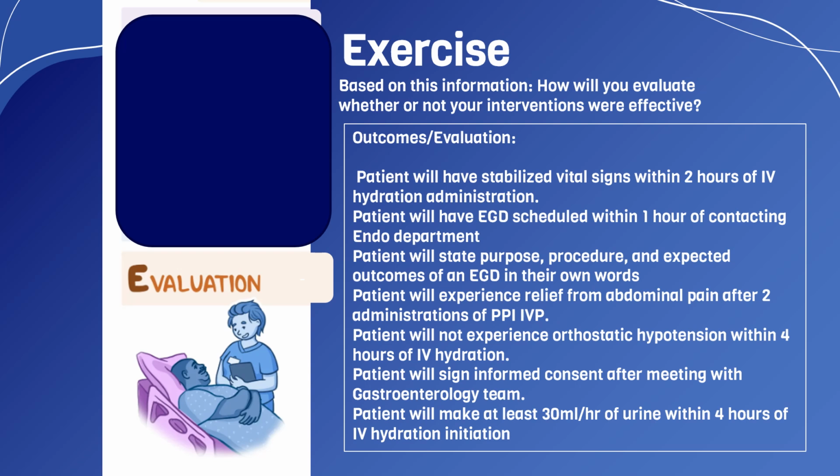We didn't talk about risk for falls because it wasn't our priority diagnosis, but this would address not only the fluid volume status, but we also want to make sure that the patient's risk for other issues is not getting worse. And patient will sign informed consent after meeting with the GI team. Remember, our role as nurses is to facilitate that, but we don't actually necessarily obtain it. And then again, readdressing that hydration, patient will make at least 30 mLs of urine per hour within 4 hours of IV hydration initiation.